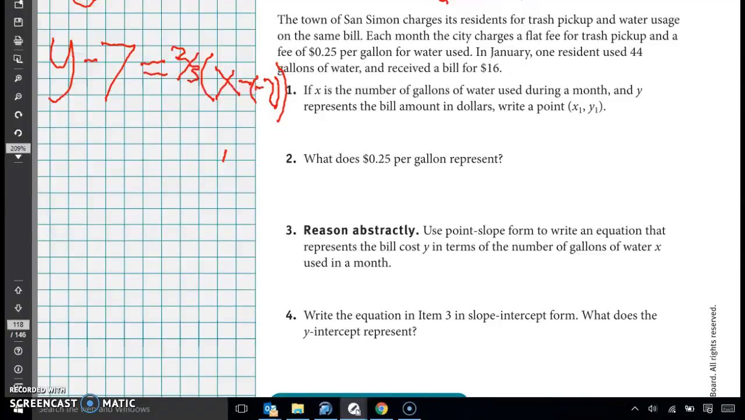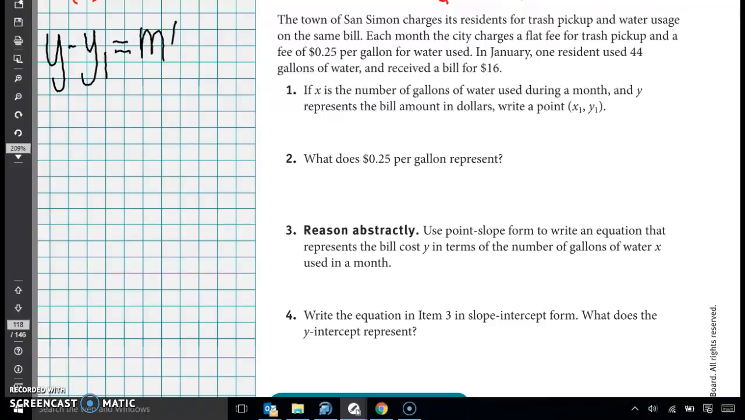If X is the number of gallons of water used during the month, and Y represents the bill amount in dollars, write a point X1, Y1. Point slope formula there. Alright, so if X is the number of gallons of water used during the month and Y represents the bill in dollars, what's that point going to be? Chase, you get to do this one.